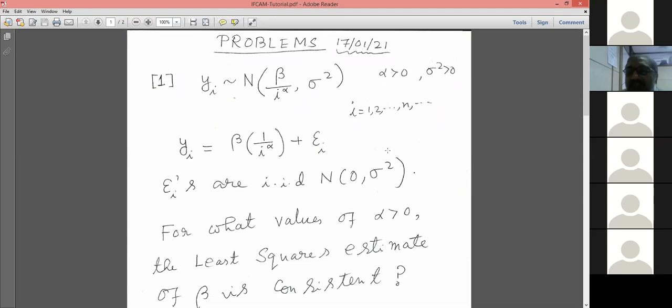The expression is sigma squared divided by summation i to the power minus 2 alpha. Now let's see if everybody is getting that or not. That's the first step.